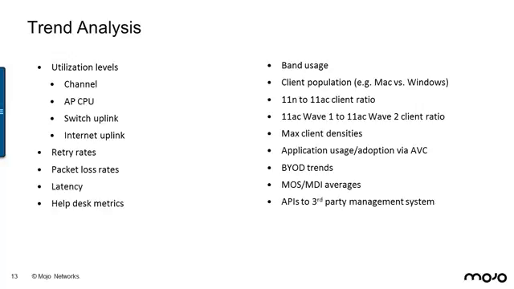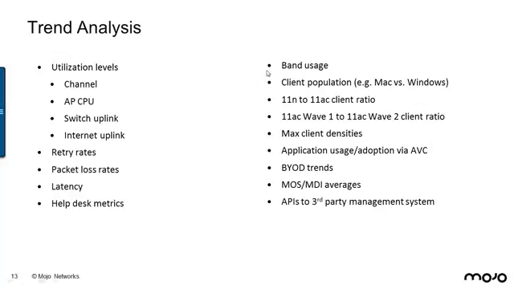And trends analysis, this is also trying to stave off some kind of network outage, right? If you're constantly and proactively doing trend analysis, you can predict, or maybe fix, a problem before it's even noticed. So if you're looking at utilization levels, channel, AP, switch uplink, internet uplink, retry rates, packet loss, latency, and so on, if you're keeping an eye on all of those key performance indicators, then you can potentially nip a problem in the bud.